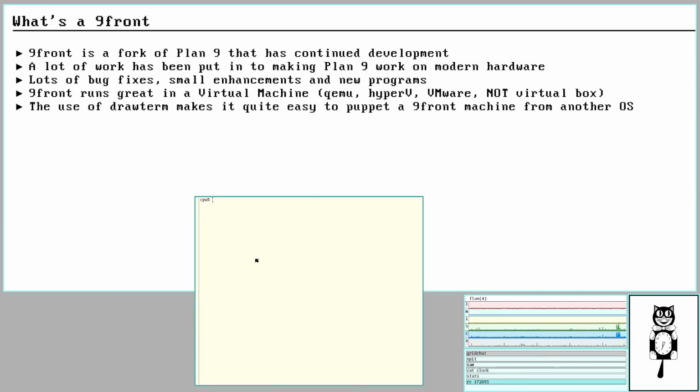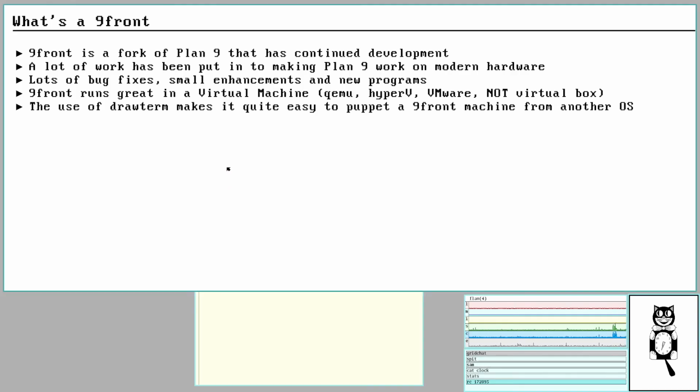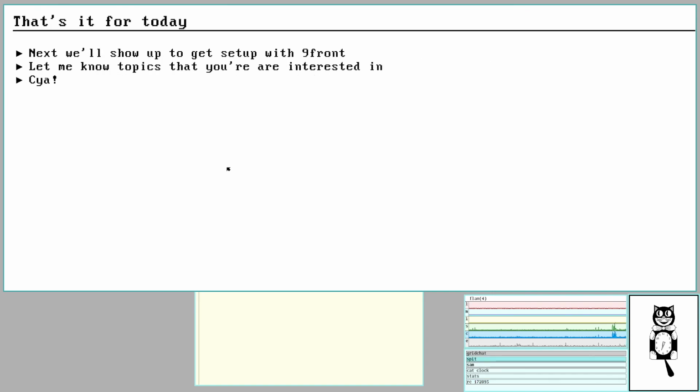And I use DrawTerm a lot. I've worked on DrawTerm quite a bit. I think it's a great way of experiencing the system, and it's a low barrier to entry. And like I said, we'll get more into it next time. But I really think that a virtual machine and DrawTerm on top of it is how I suggest people first dip their toes into the system. But that's pretty much all that we have for today.